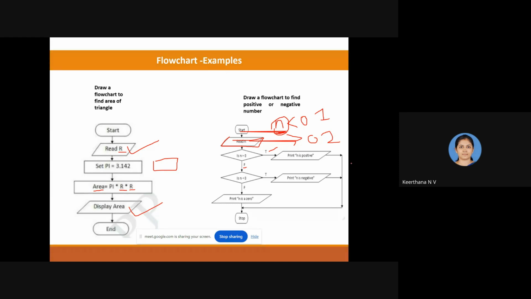If it is printing, it has to go to the printing. If these two conditions don't match, it will be printing as 0. If this condition matches, it will be printing as negative and it is going towards stopping the program. For that only, I have given the flow lines like this.